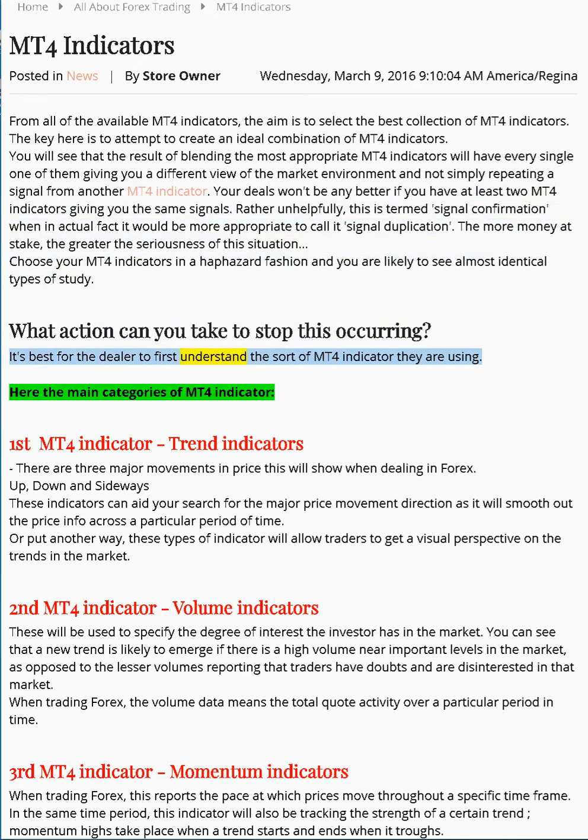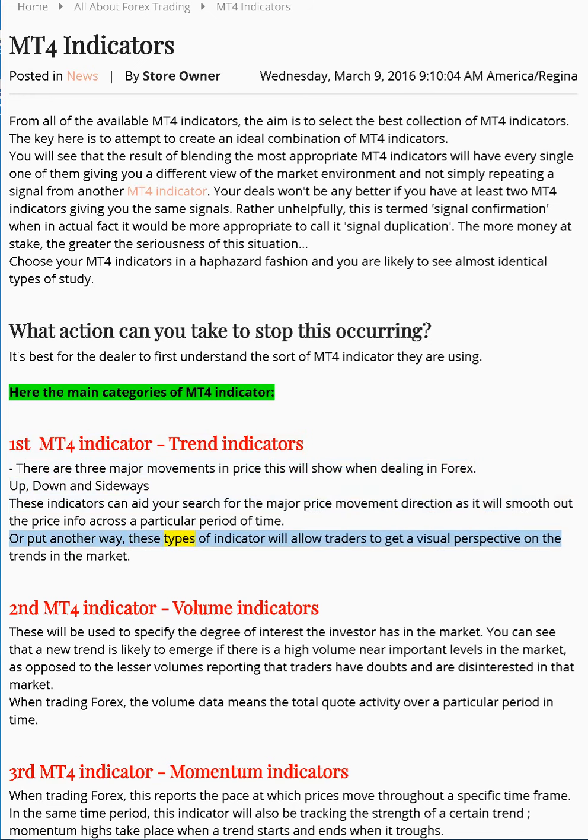It's best for the dealer to first understand the sort of MT4 indicator they are using. Here are the main categories of MT4 indicator. First, MT4 indicator, trend indicators. There are three major movements in price this will show when dealing in Forex. Up, down and sideways. These indicators can aid your search for the major price movement direction as it will smooth out the price info across a particular period of time.